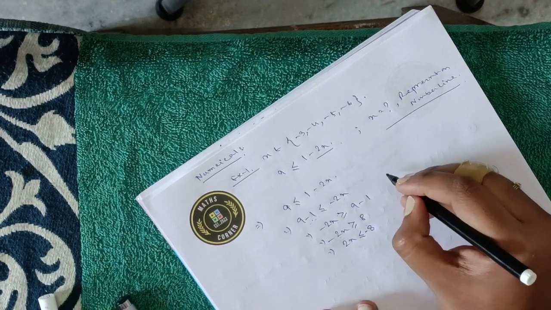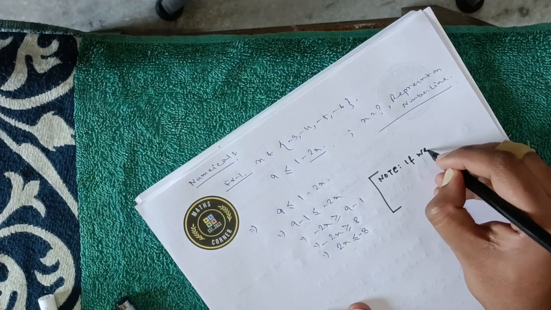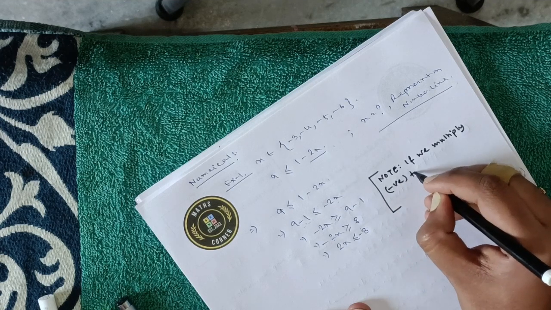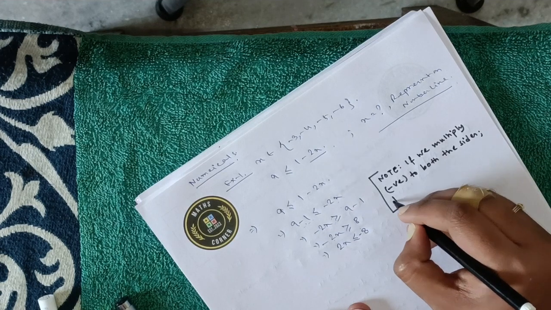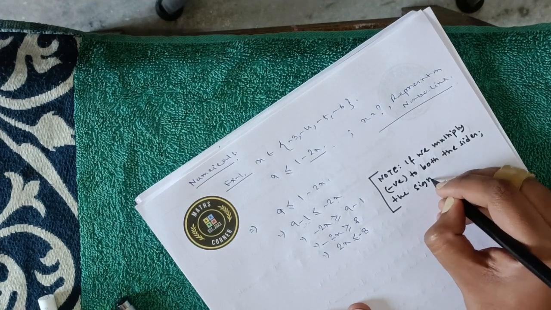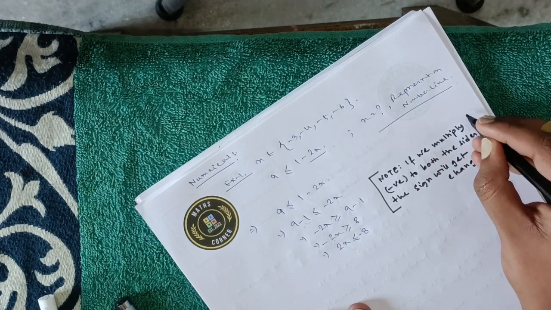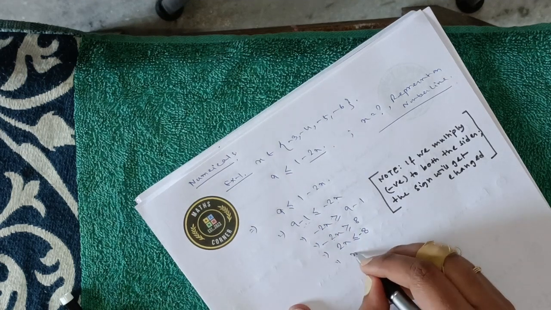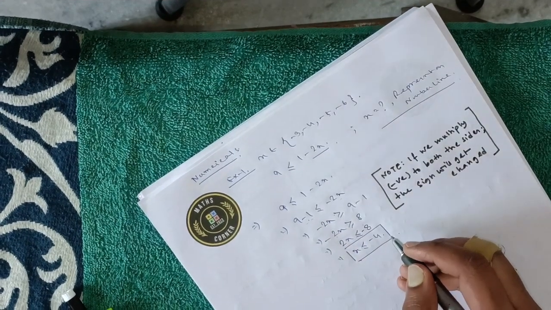So write it down over here. Note, if we multiply negative to both these sides, the sign will get changed. So what will come? x less than or equal to minus 4 is the answer.